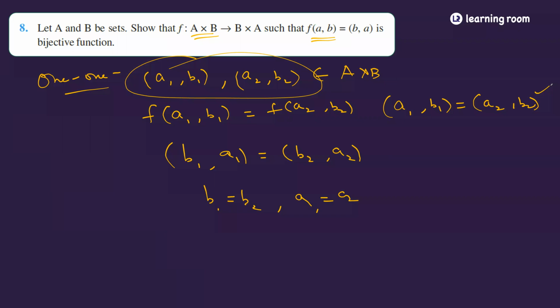Just give me a minute. I'll confirm it once. Right. How will you prove that it's a bijective? What number of elements are seen?